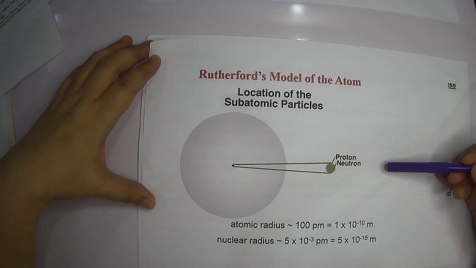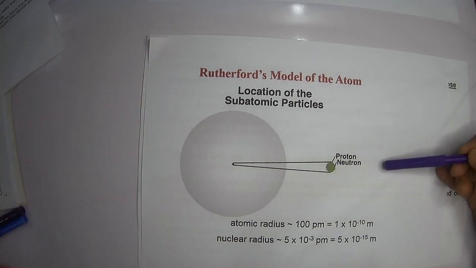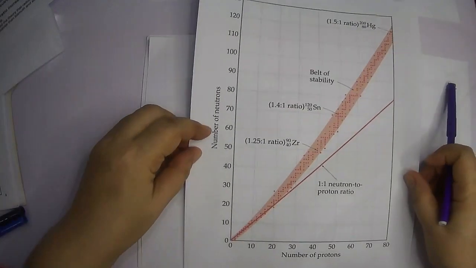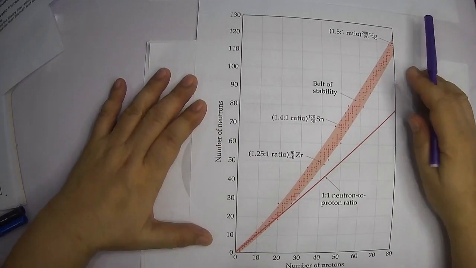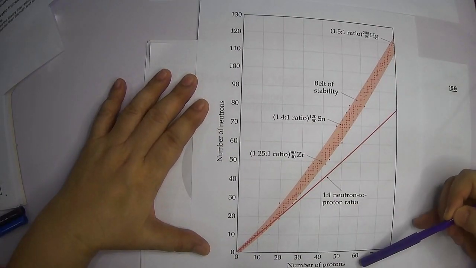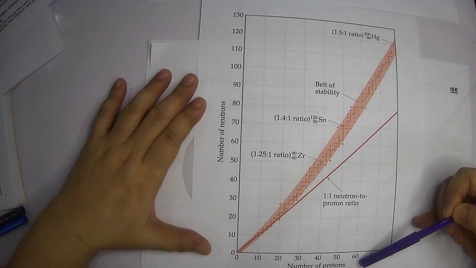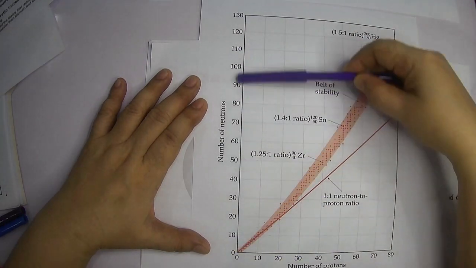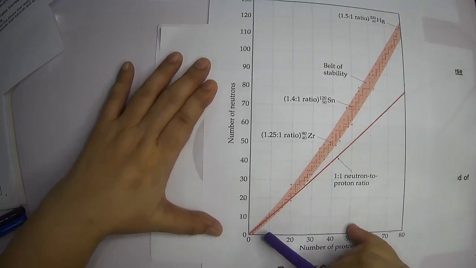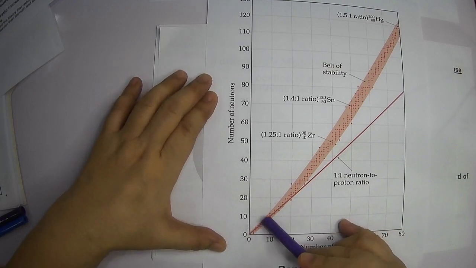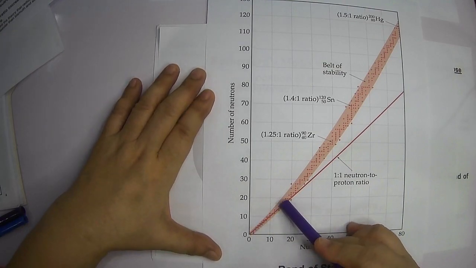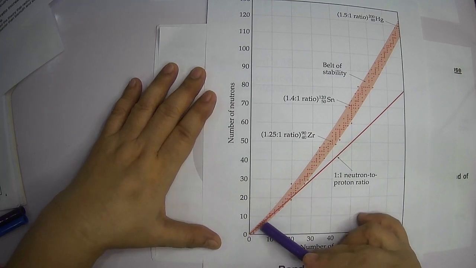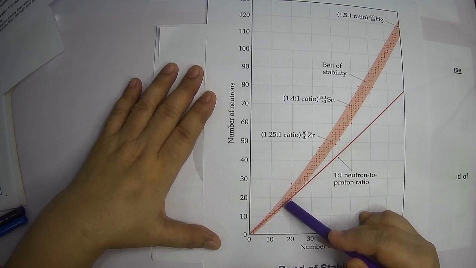When the number of neutrons is plotted against the number of protons in various isotopes, just like in this graph, the number of protons, which is the atomic number of an atom, is plotted against the number of neutrons on the y-axis. The lower end is linear. Here, you have a 1 to 1 ratio. These elements have the greatest stability.